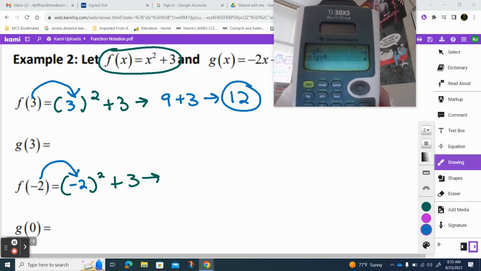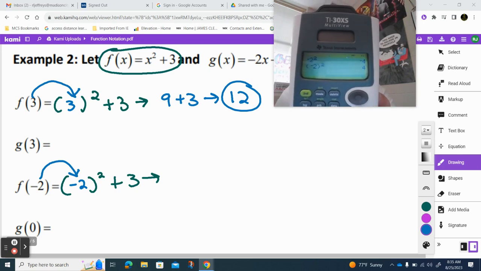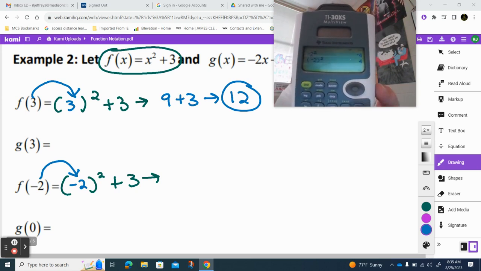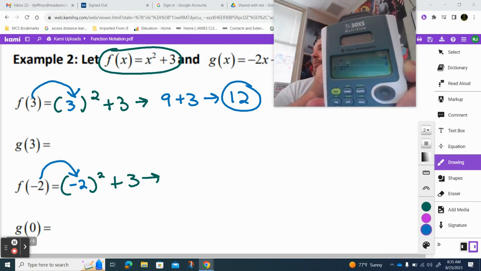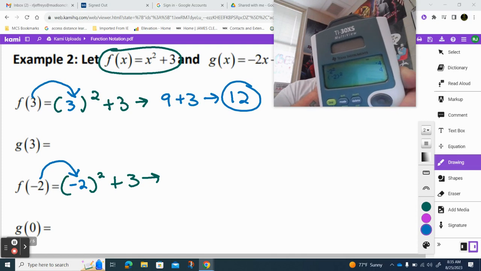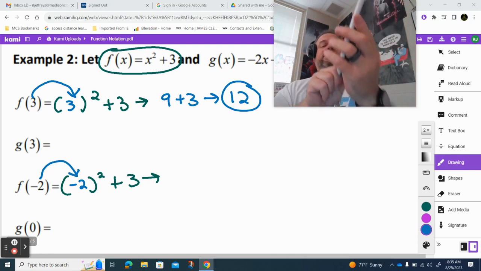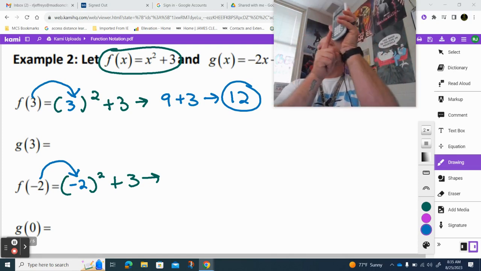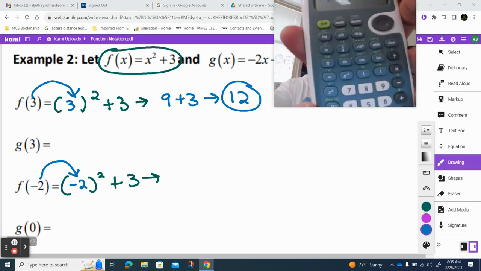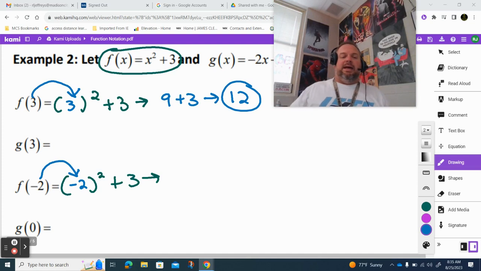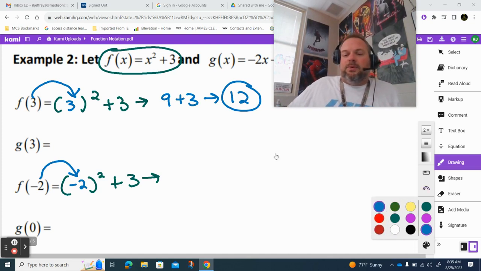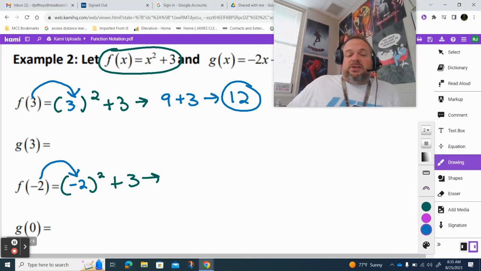So, the calculator is a simple machine. It does an order of operations. It actually does the exponent first and then multiplies it by negative 1. The little squared thingy is right here just to the left of the 7. See? All right. So, negative 2 squared is 4.